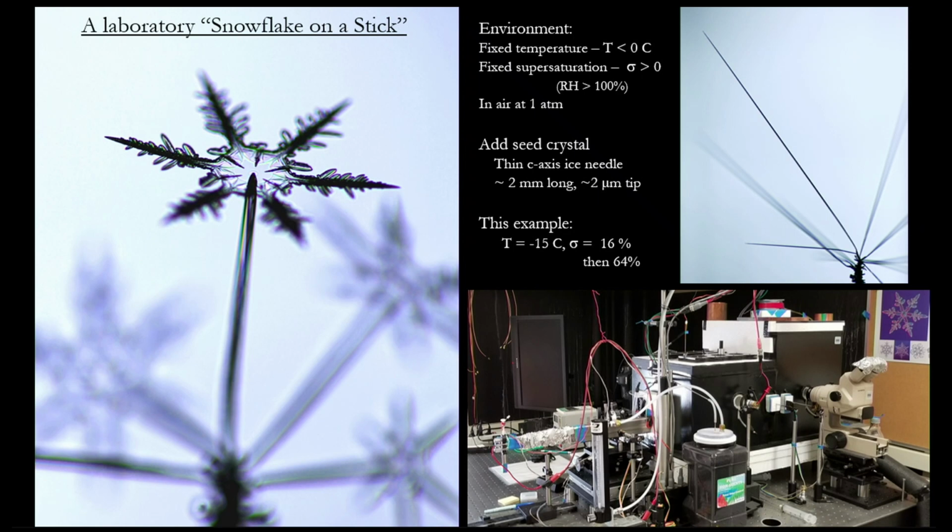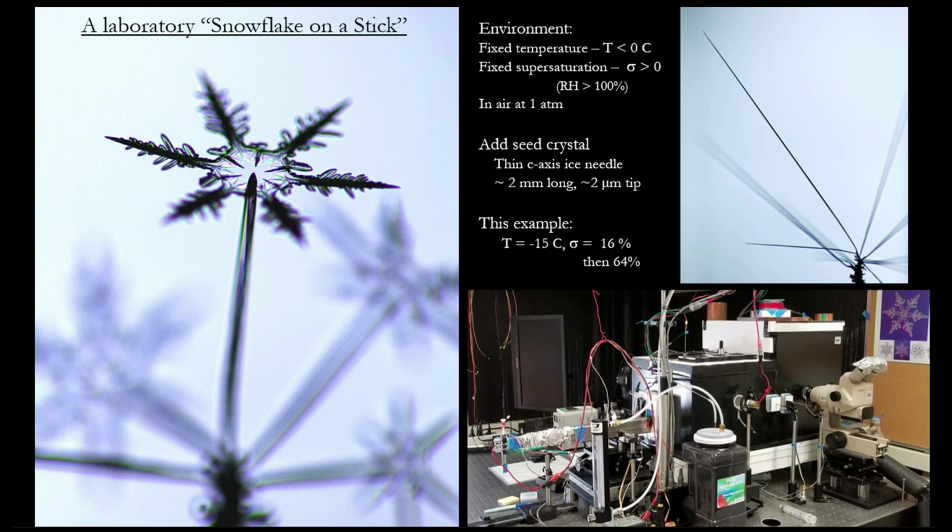And so then we need to add a seed crystal because it's supersaturated. Normally you think of a seed crystal as being just a little speck of ice, but it's quite convenient to make your seed crystal a long needle of ice. I'm going to talk later about how we make these, because that's kind of fun by itself. But for now, we'll just assume that we've got these, and this one is about 2 millimeters long. At the tip, it's quite thin, just a few microns in radius. And we can make these on demand.